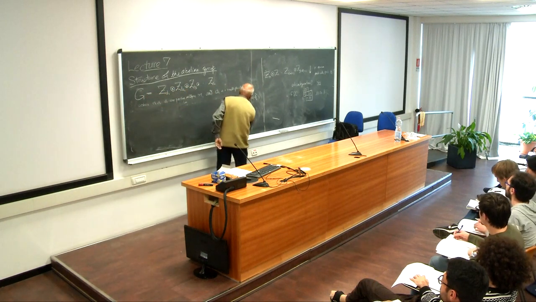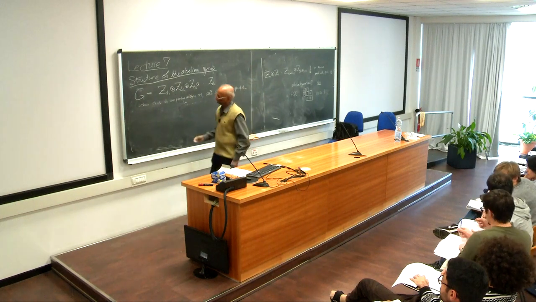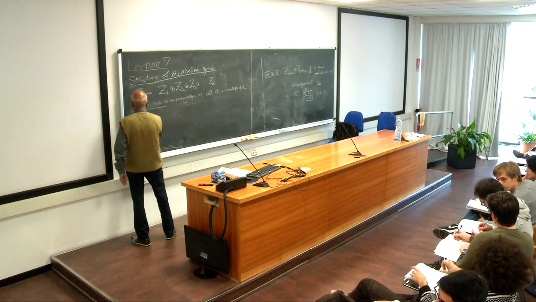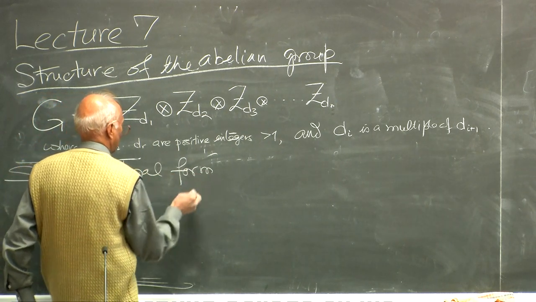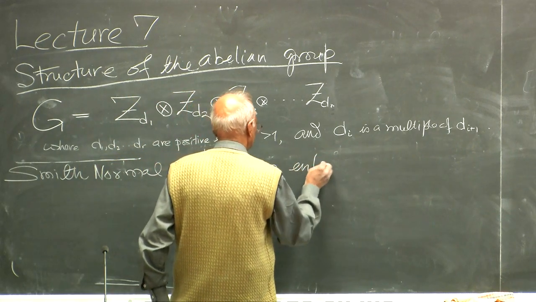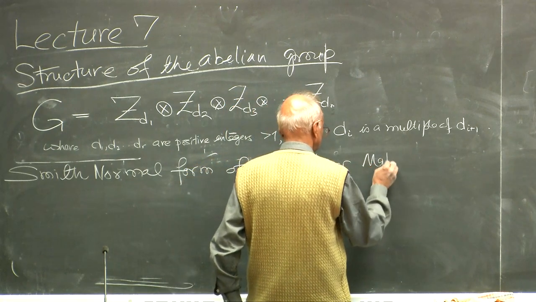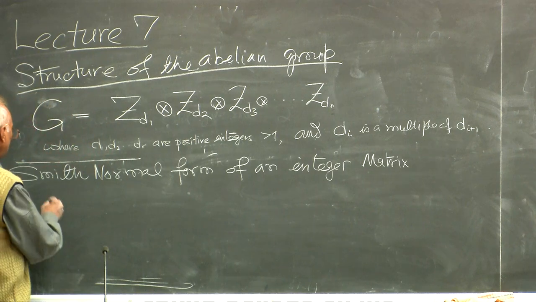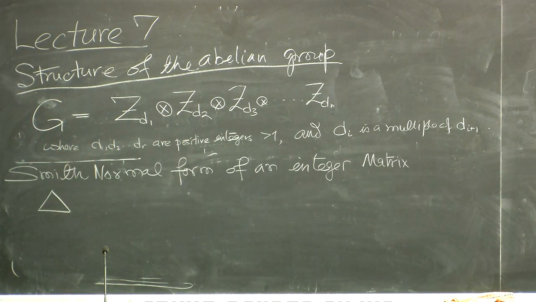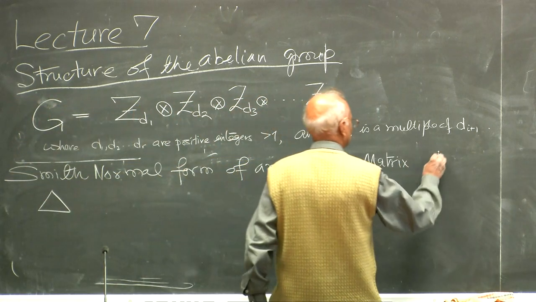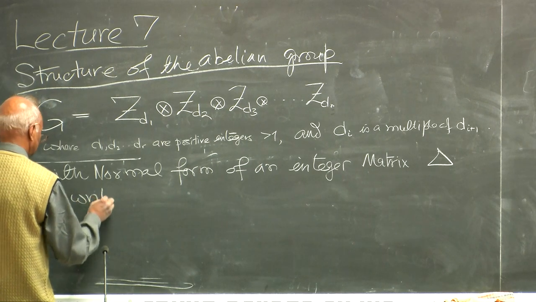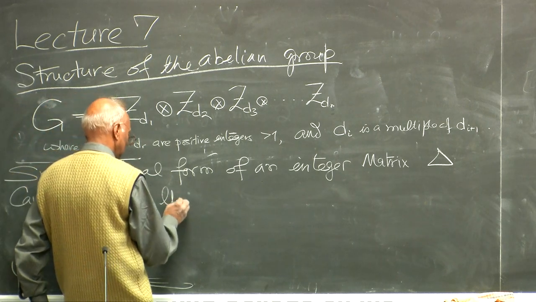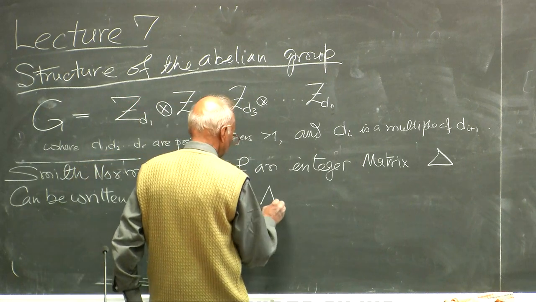So we will need another quantity which is important. That is the reason for going through all this. It's called Smith normal form of an integer matrix. So you give me any integer matrix delta. Delta is just an integer matrix. And the Smith normal form says any matrix delta can be written in the form A, D, B.